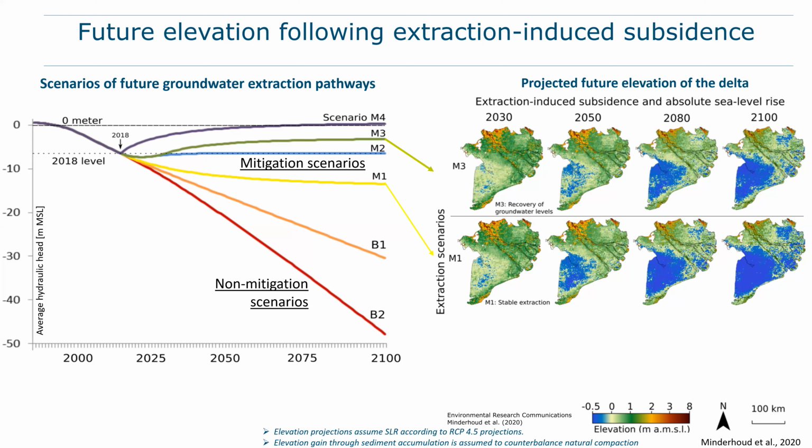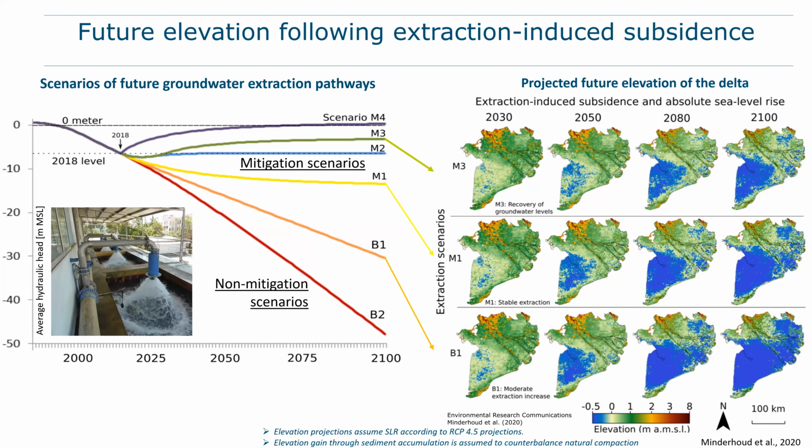And then if we allow a moderate increase of the groundwater extraction, which is actually the current trajectory of where the delta is going. So it's only 2% increase per year, but eventually it creates quite a lot of extraction. Then we see really that even in several decades, large parts are already below sea level. And towards the end of the century, the majority of the delta will fall below sea level.